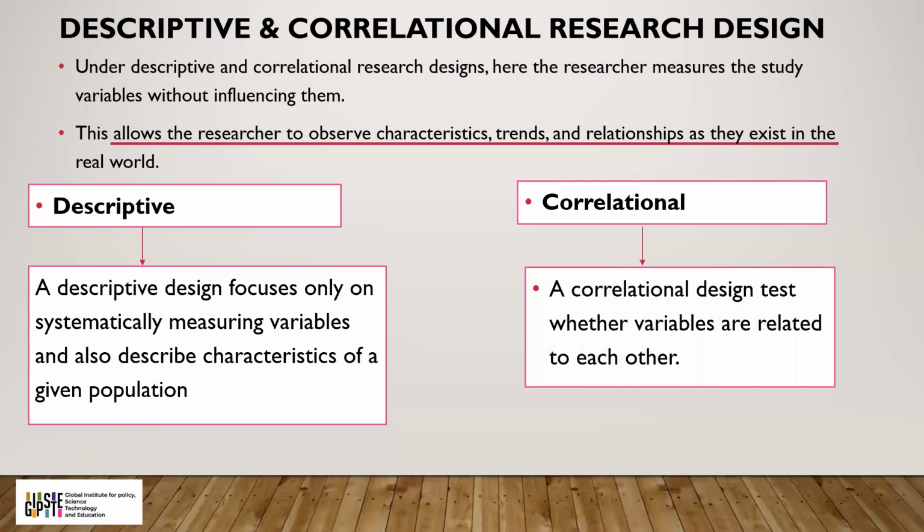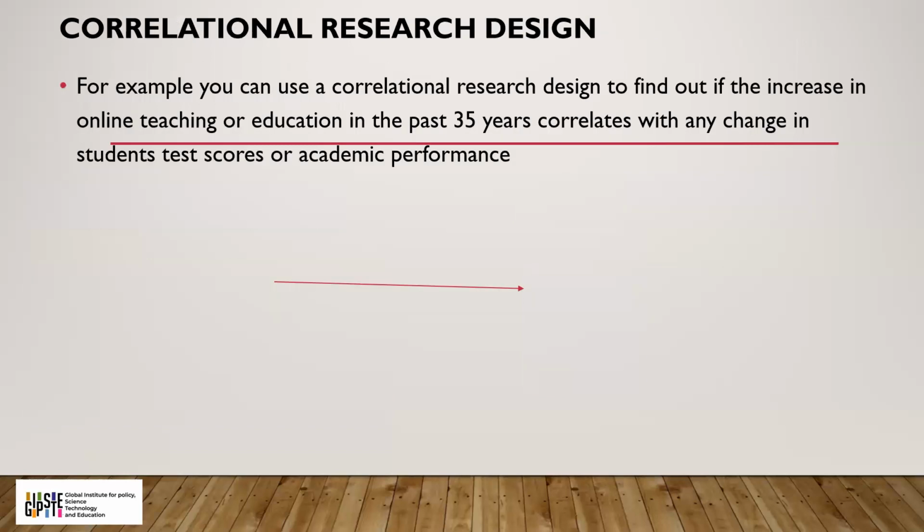But for the case of correlational design, a correlational design tests whether variables are related to each other, whether there is an association or relationship that exists between the study variables. For example, you can use a correlational research design to find out if the increase in online teaching or education in the past 35 years correlates with any change in student test score, academic performance, or letter grades.